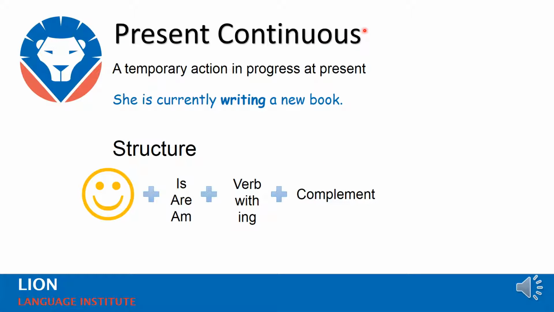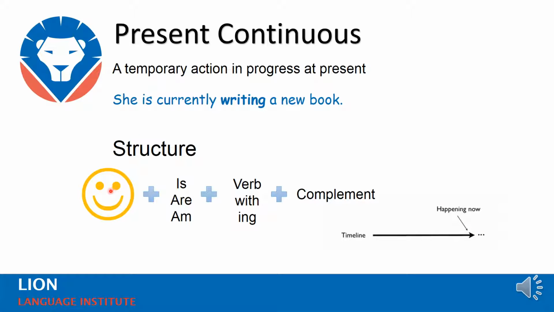Present continuous. We use present continuous to talk about a temporary action in progress at present. Okay, here's an example. She's currently writing a new book. In this timeline, we can see here that the action is happening now.